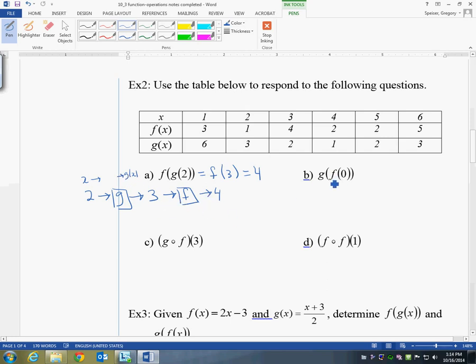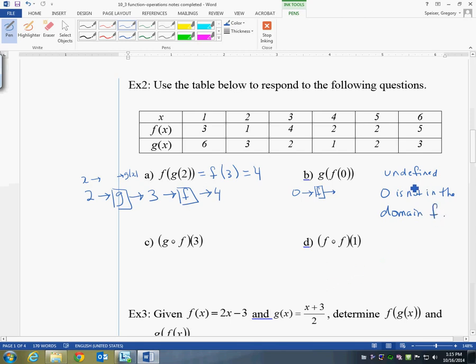Well, let's try b here. So now my inner function is f. So I'm going to take a 0 and plug it in to f. So this is my x value, and my f of x comes out. So if I look at 0 for x, there is none, right? So this is not in the domain of f. So I would say undefined. Okay, so 0 is not in the domain of function f.